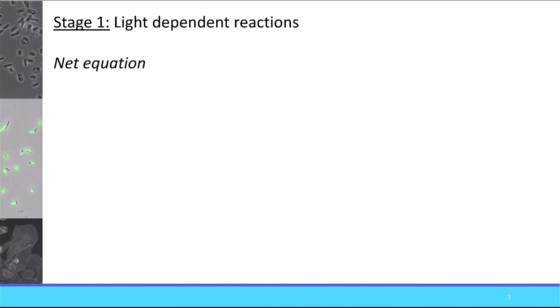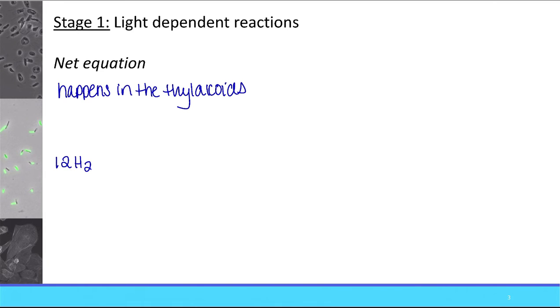So we said that stage 1 is the light-dependent reactions, and this stage happens in the thylakoids. We talked a little bit about this in day 1. And this is the photo part of photosynthesis. In this stage, light energy is converted to chemical energy. So we're going to write out the net equation, and then practice figuring out which parts in the net equation are reduced and which parts are oxidized.